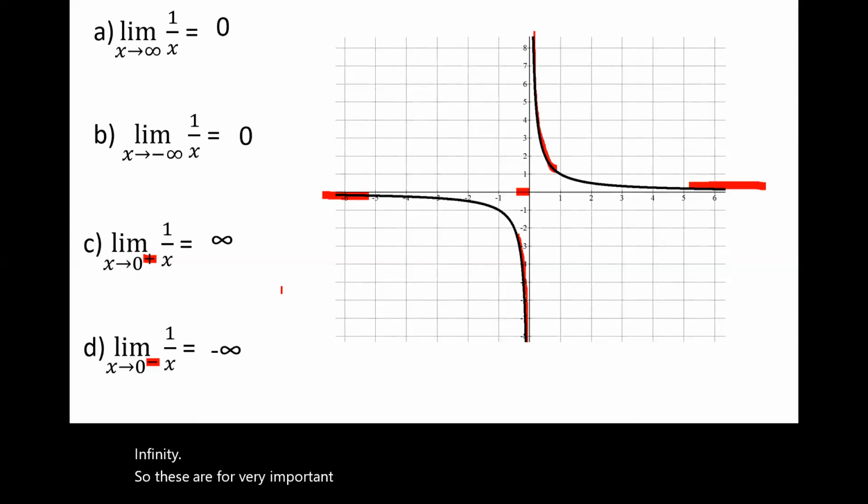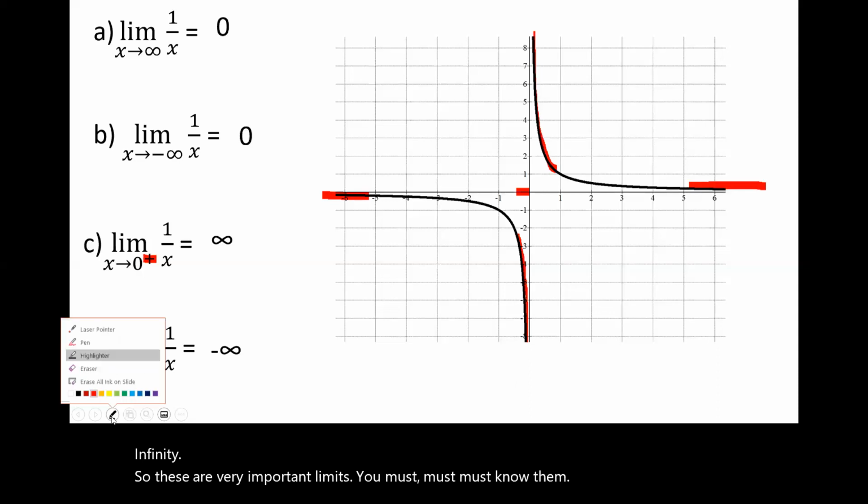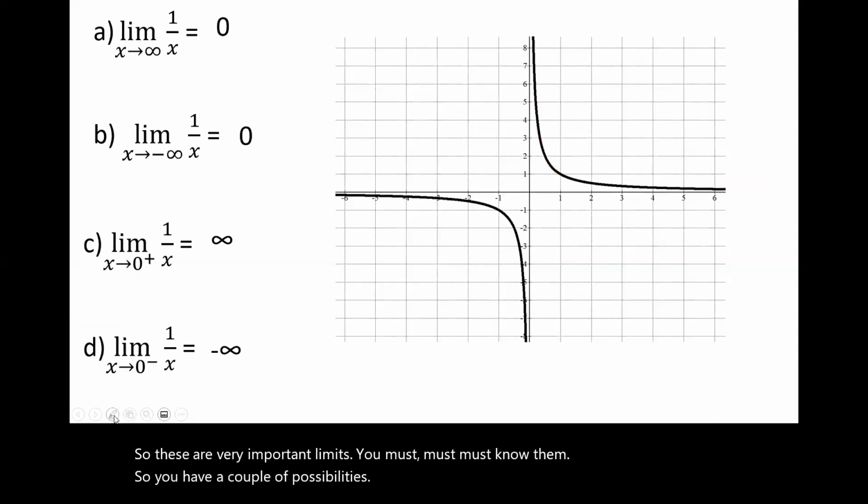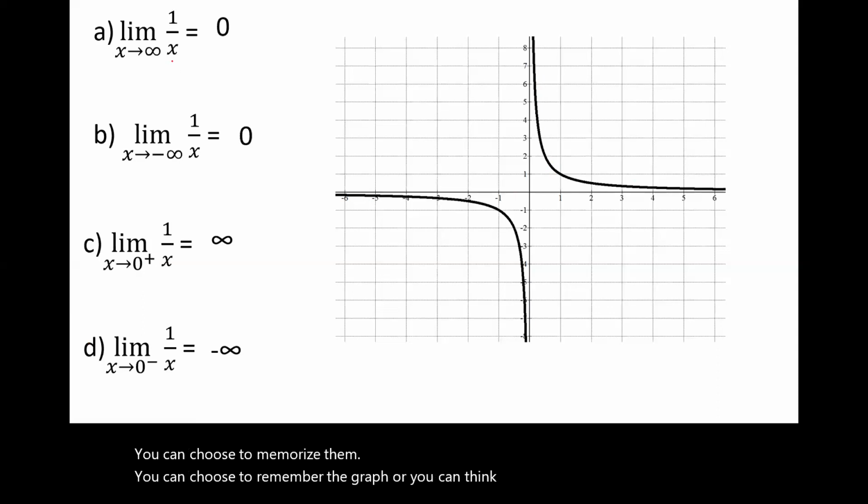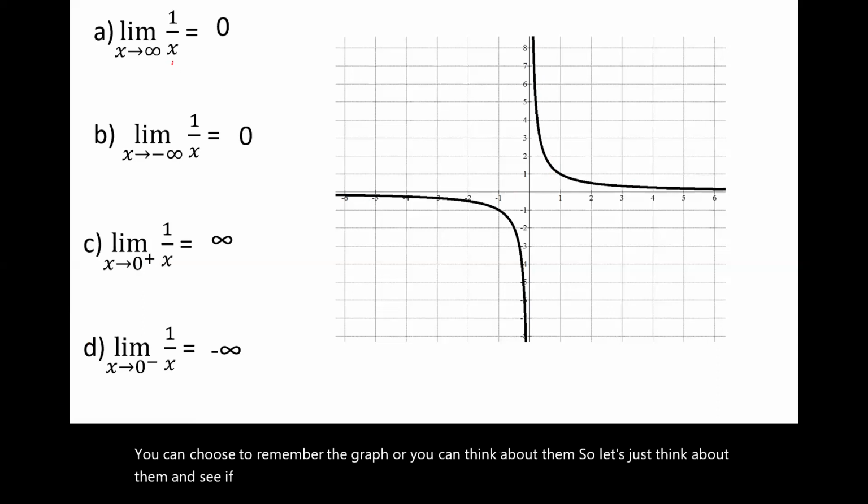So these are 4 very important limits. You must know them. You have a couple of possibilities. You can choose to memorize them, you can choose to remember the graph, or you can think about them. So let's just think about them and see if that helps at all.